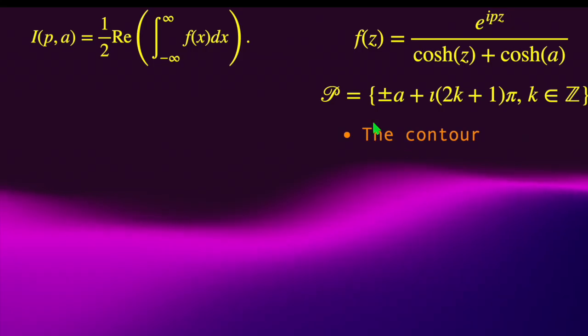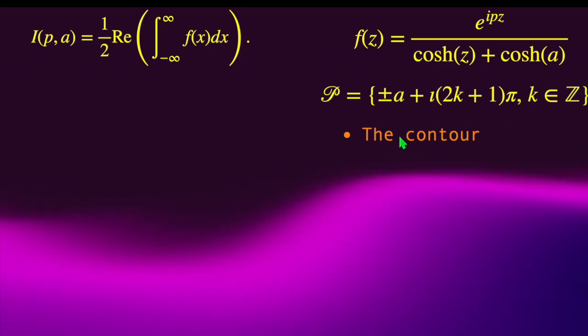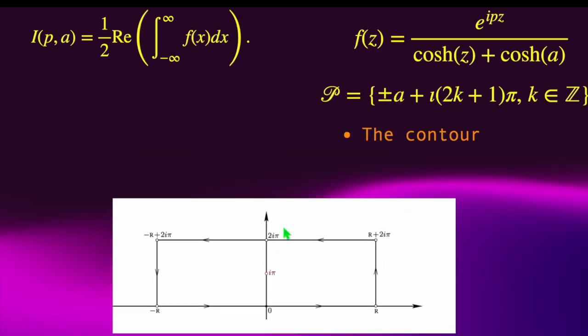Okay, so now we have the poles. Now the contour: we take this curve which goes from minus R to R, and then from R to R plus 2iπ, and from R plus 2iπ to minus R plus 2iπ. So it's our contour, this closed curve.